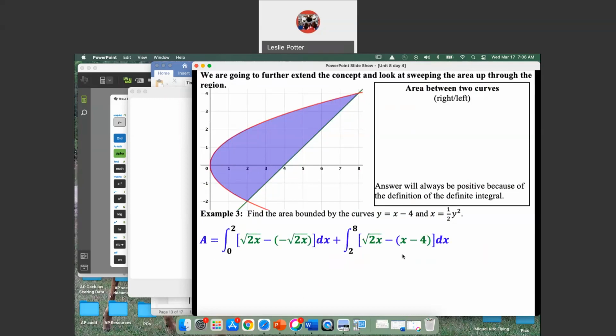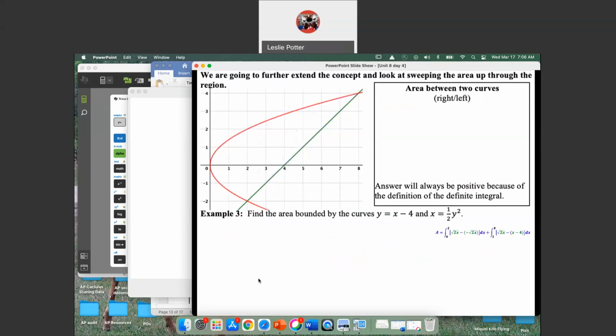And we can do that. That will get us the right answer. But this is really labor intensive. So we're going to set this aside here and look at this a little bit differently.